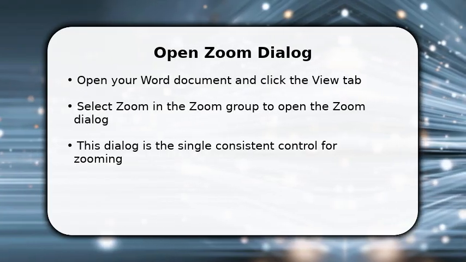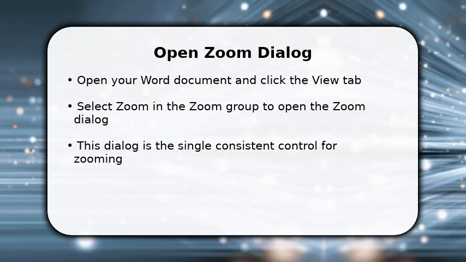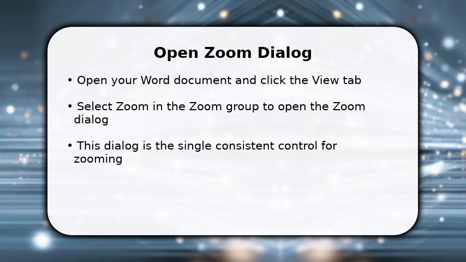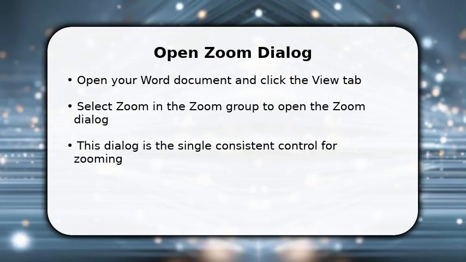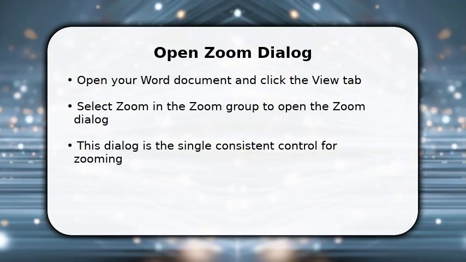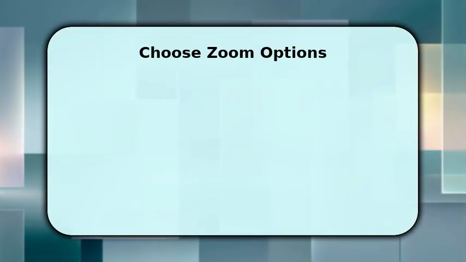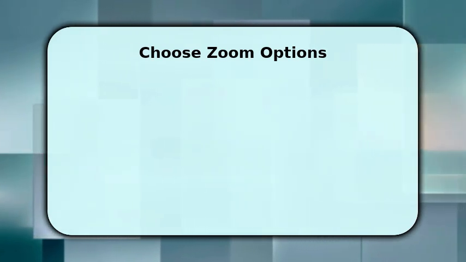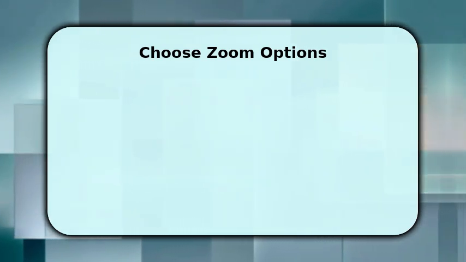Once open, you'll see percentage options and fit choices. Use these because the dialog sets an exact view, unlike temporary shortcuts. Keep this dialog in mind, as now you choose how you want the document to appear and why. Select a percentage for precise magnification, or use fit options to adapt the layout to your screen.